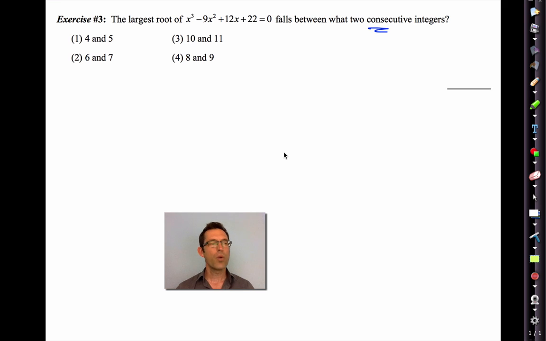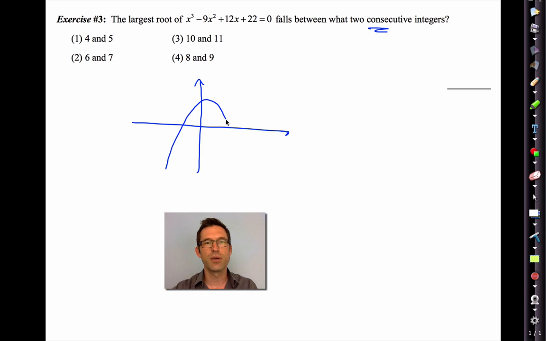All right. Well, the key here is to graph this cubic on your calculator. If you do that, you may have to play around with the window. But eventually you end up having a cubic that looks something like this. Now the largest zero is over here, and what we end up finding is that it crosses the x-axis between 6 and 7, for choice 2, right?